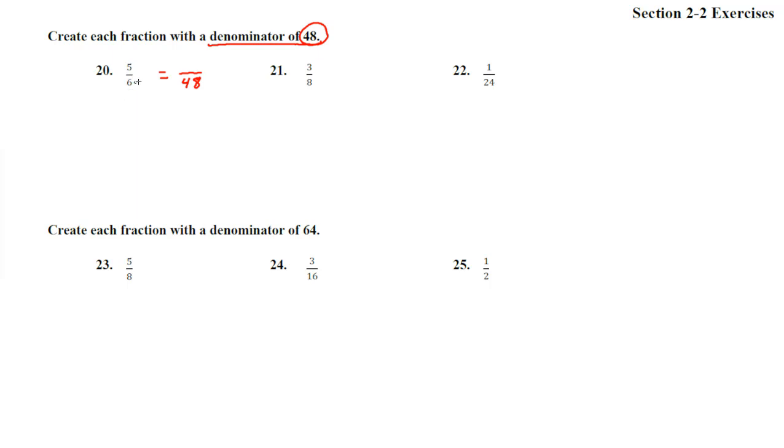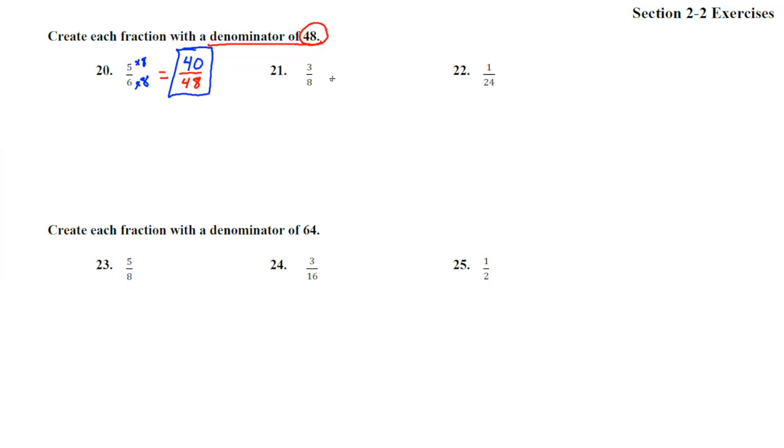So what would we have to times 6 by to get 48? 6 times what equals 48? Well, if you know your multiplication tables, 6 times 8 is 48. And so you're like, oh, times by 8 on the top, and that'll keep it balanced. 5 times 8 is 40. 40 over 48, we got it.